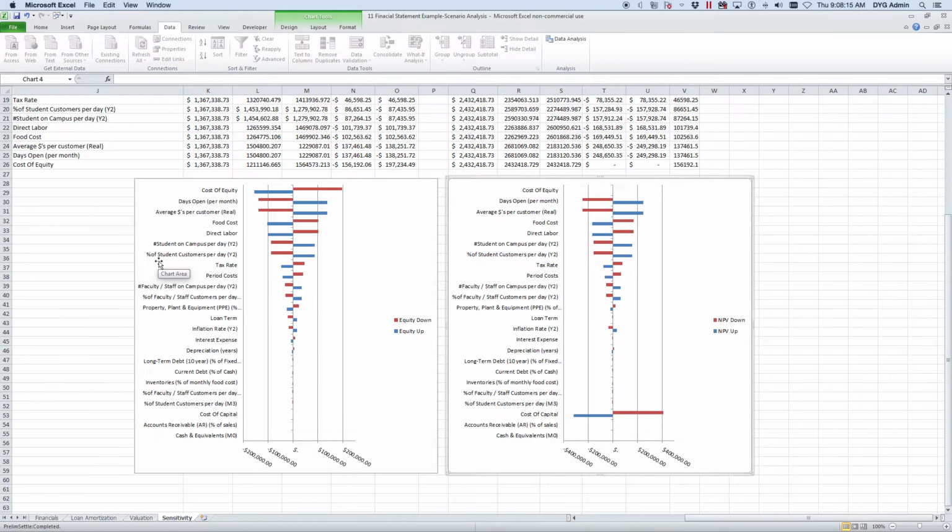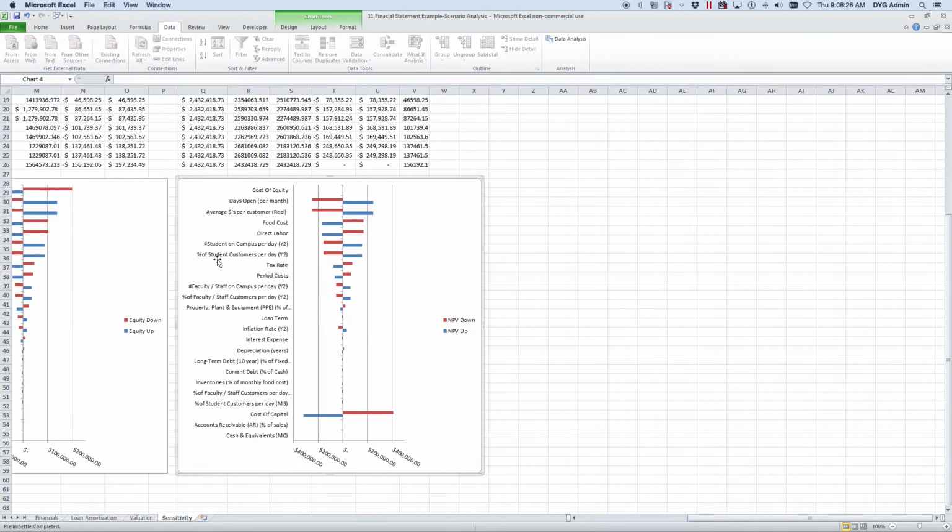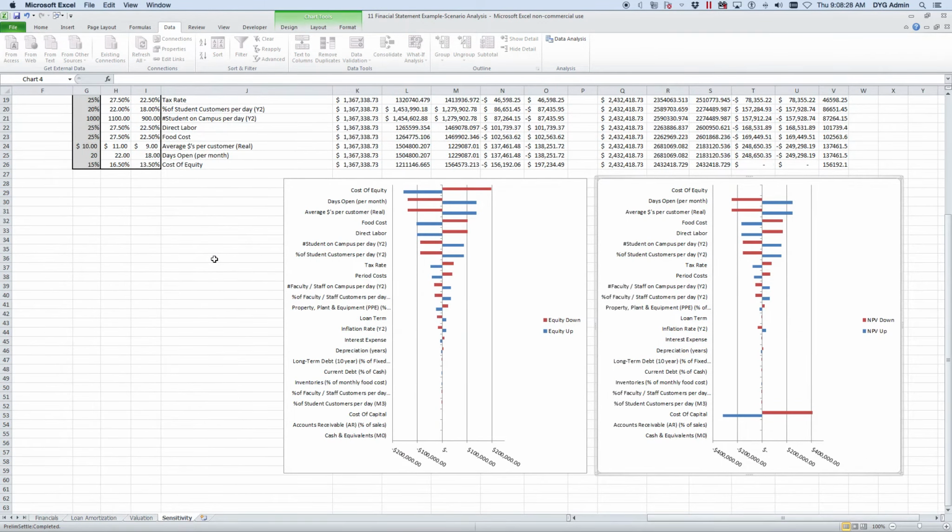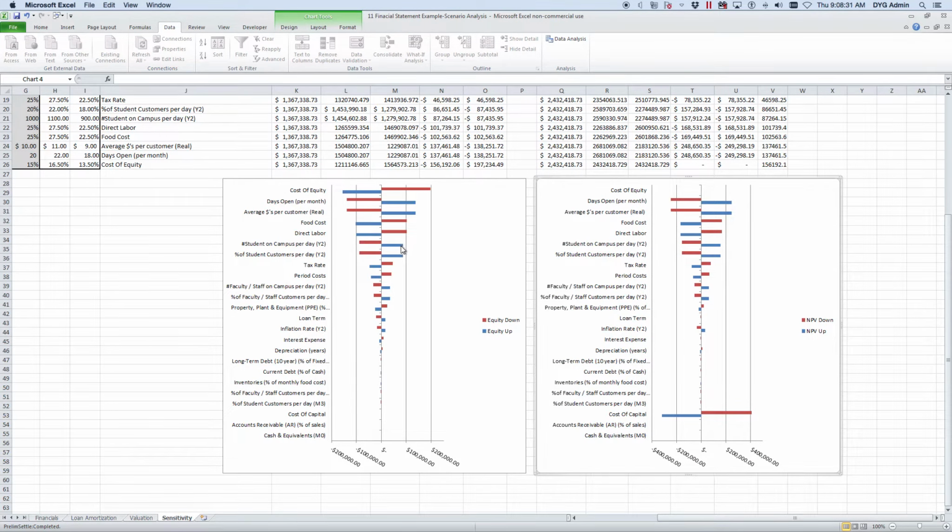But the one that really is going to throw us off at this point is this. We hope that we get 20% of customers as students per day, but we could get more, we could get less. And so that starts to build for us a short list of values that really matter.